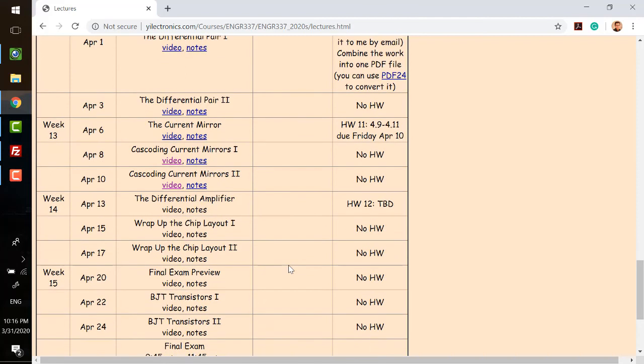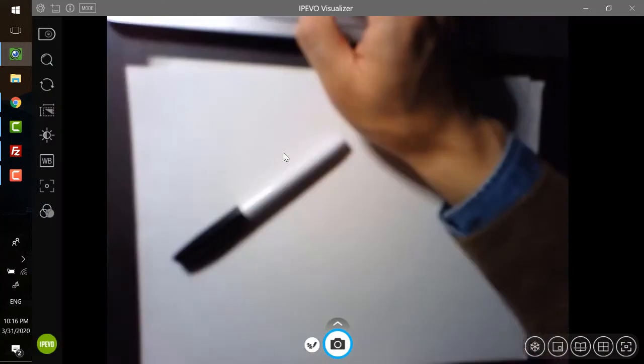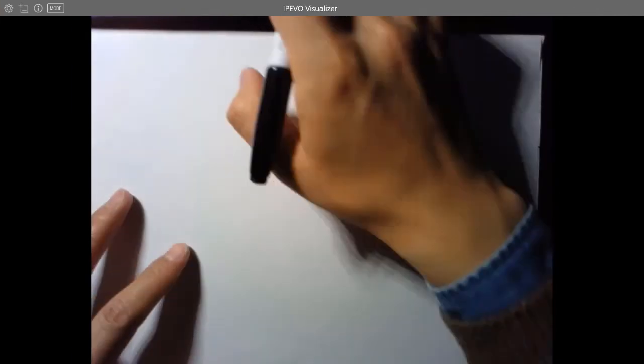All right, so let's start working on our differential amplifier. Not this one, actually. The differential amplifier is over here. Not the differential part. It looks pretty similar, but slightly different. You'll see. All right, a differential amplifier.